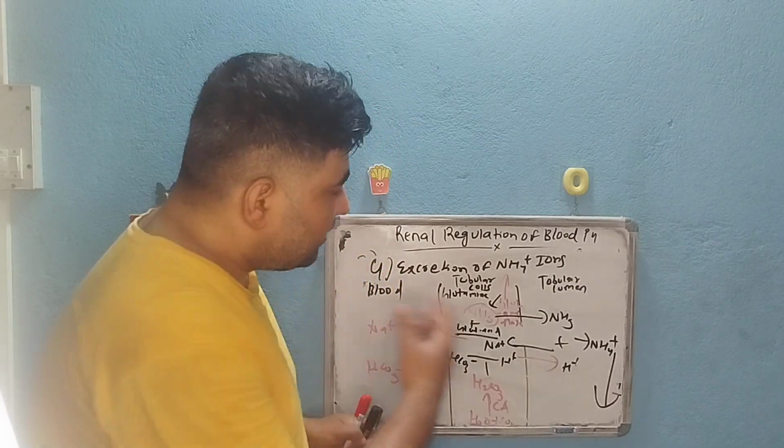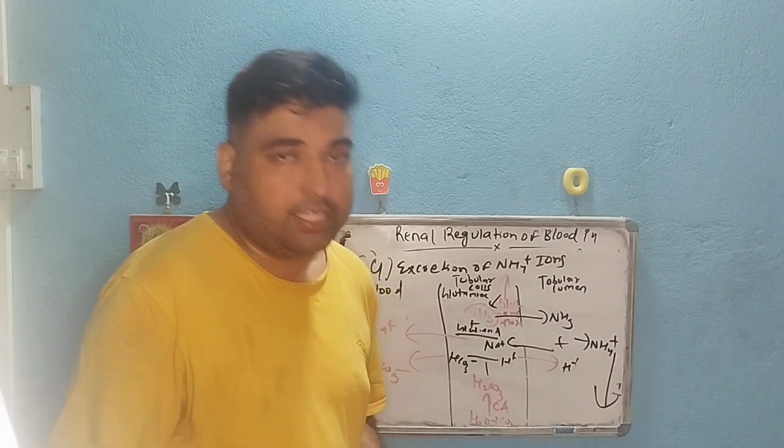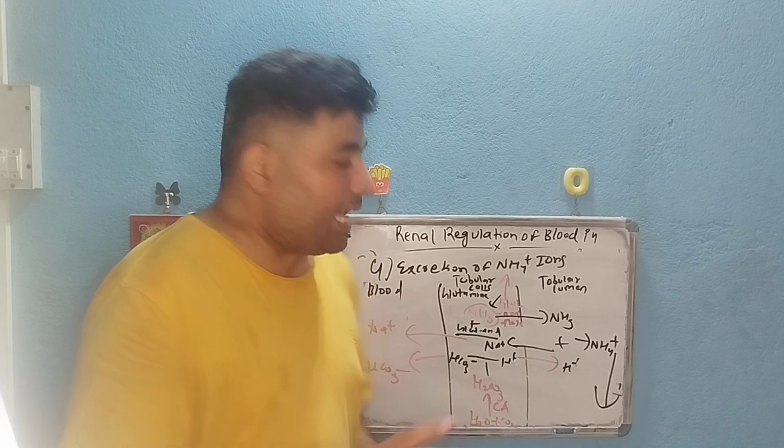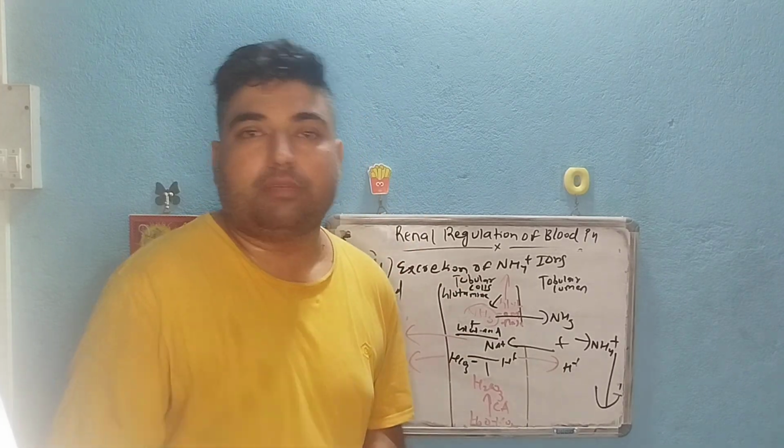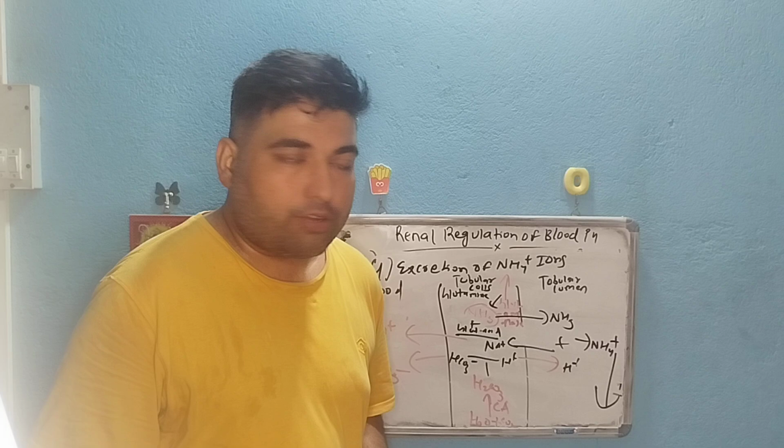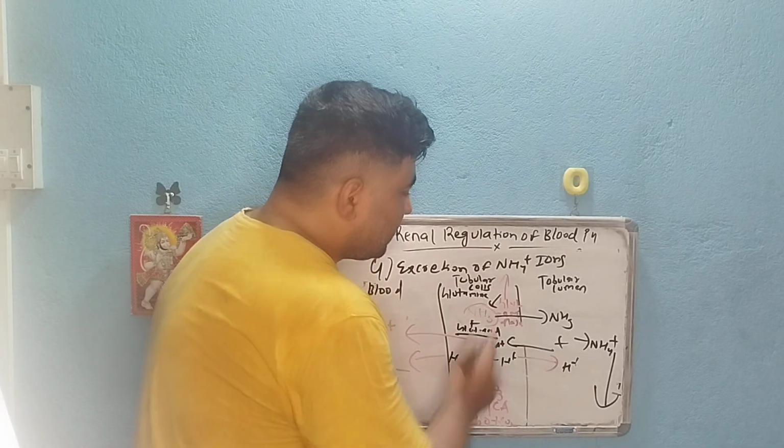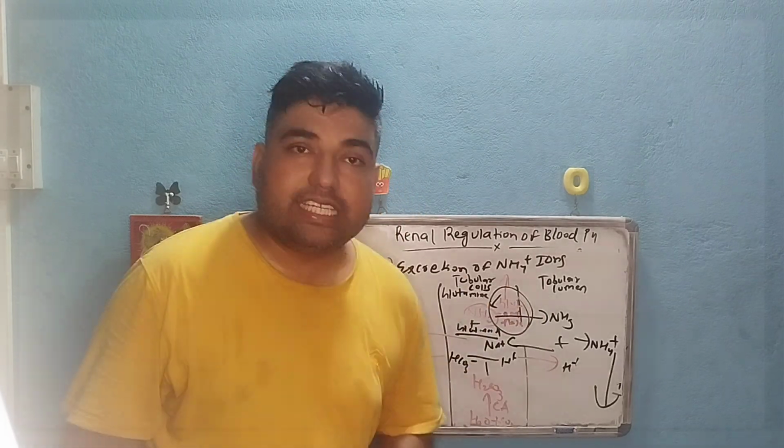So here there is also a net acid excretion in the form of ammonium ions, and there is a net regeneration of bicarbonate. The activity of glutaminase is increased during the acidosis.